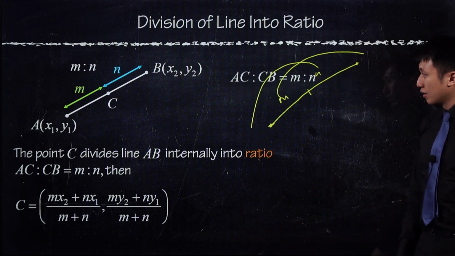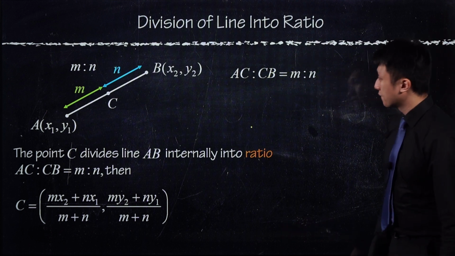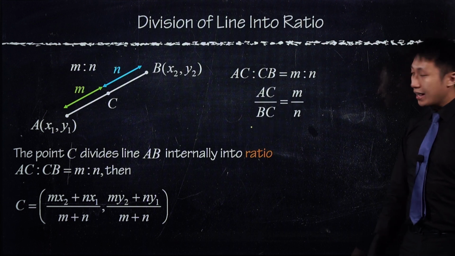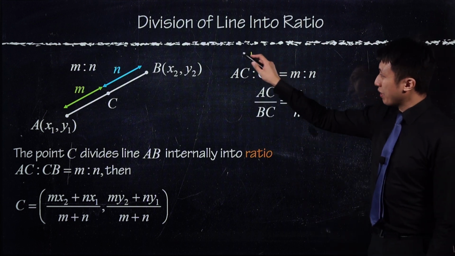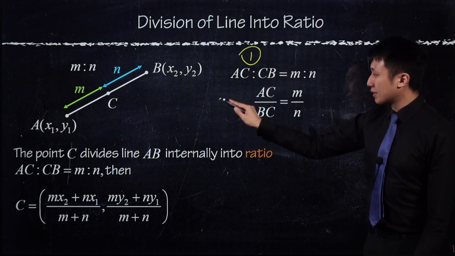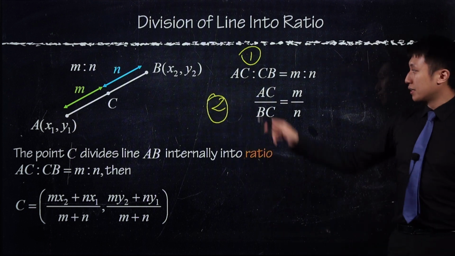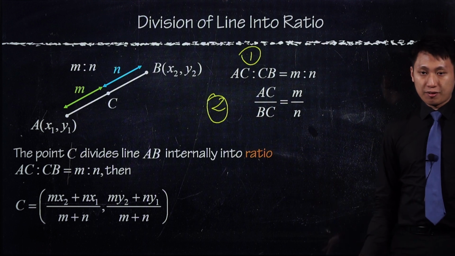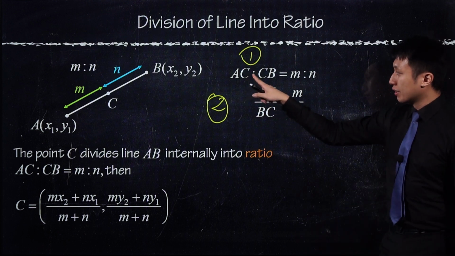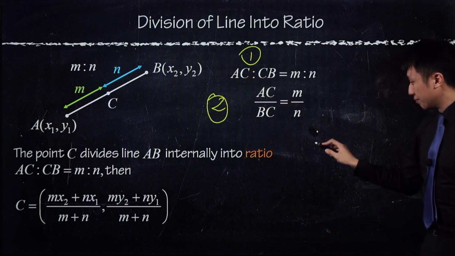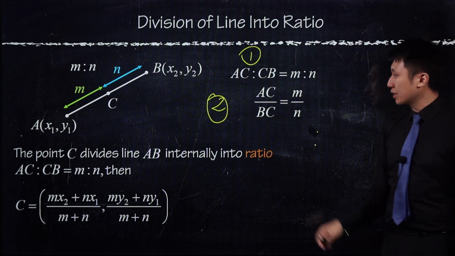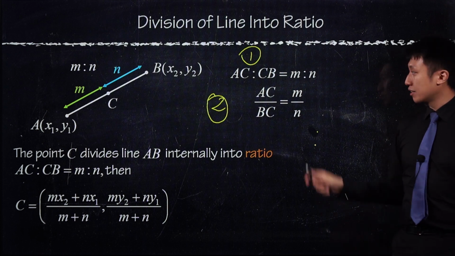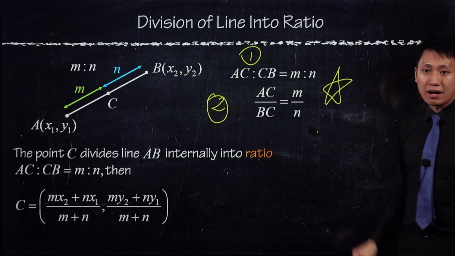Good. So here AC to CB is M to N, and this is one way to represent it. This is the second way to represent it. This is in ratio form, and this is in division form. So you can view the ratio as division. This one is very important. These two you must remember how to do.